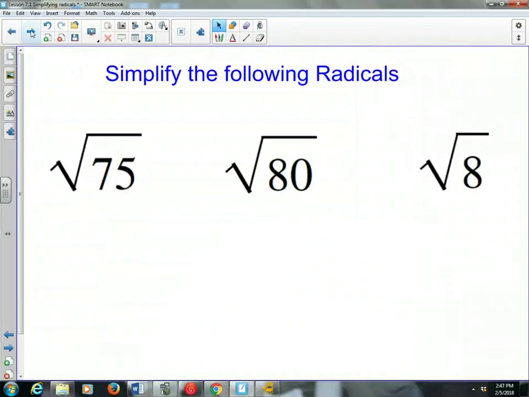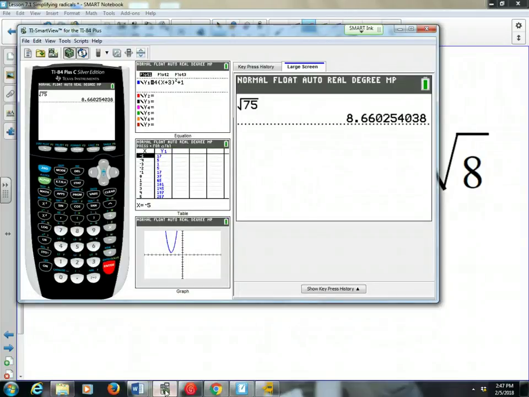So we're going to take our first one here as square root 75. Square root 75 is not a perfect square. If you put square root 75 in your calculator and press equals, you get 8.66, so on and so forth. So it's not a perfect square.